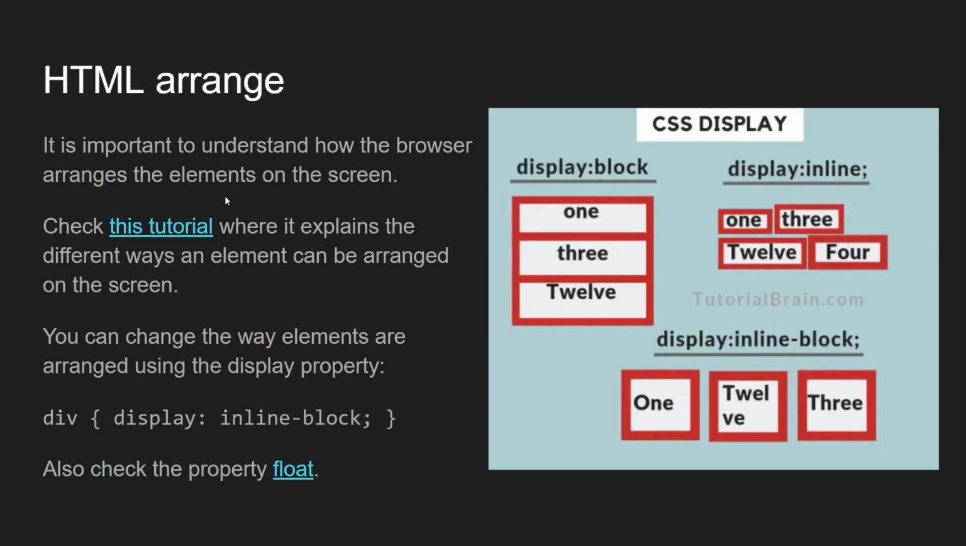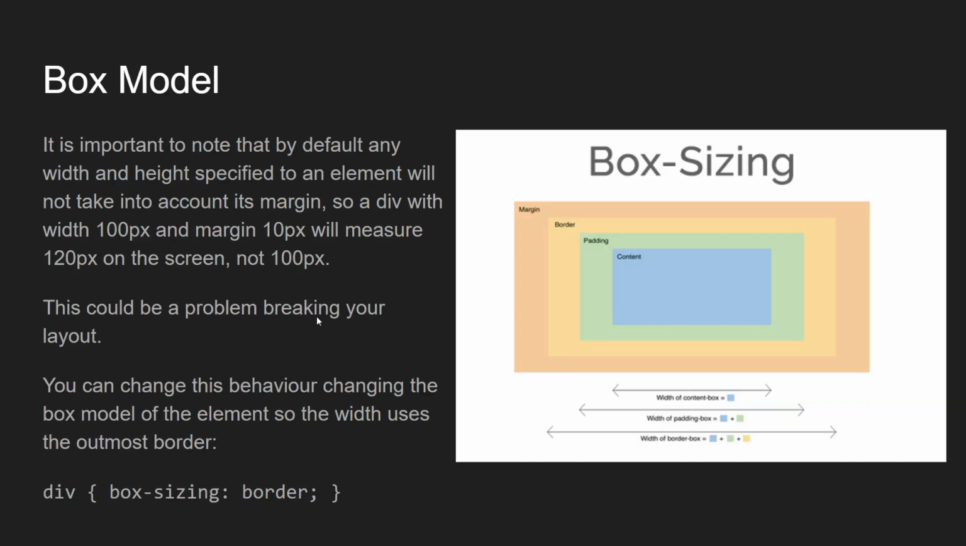And HTML arrange. So it is important to understand how the browser arranges the elements on the screen. And you can also, I'll link this slideshow in the description, and you can check out this tutorial where it explains it really well. Personally speaking, it really does explain it really well. And you can change the way elements are arranged using the display property.